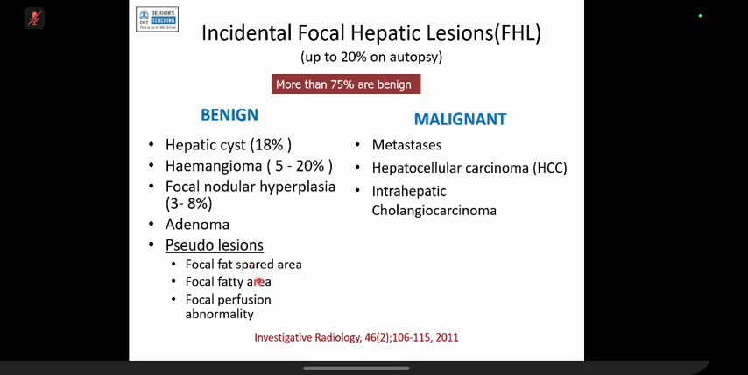Focal fatty infiltration will be hypodense as compared, and this is a case of breast cancer. And you will report it on the CT, you will say, oh, what is this? And I cannot rule out metastasis. Is it helpful for you? You are the clinician.